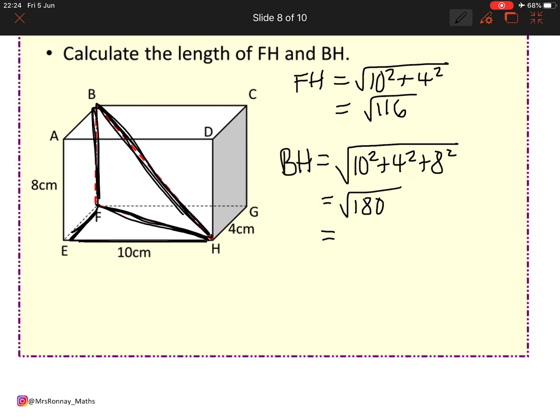6 root 5, which is 13.4164, blah blah blah blah. No specification about rounding, so you can round it to something sensible. 13.4 centimetres. Always remember your units.